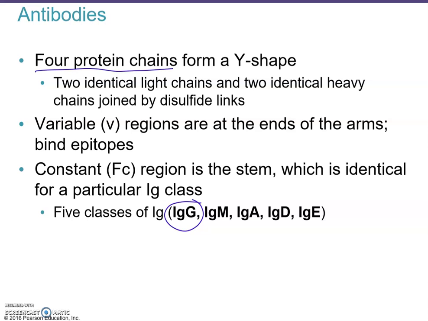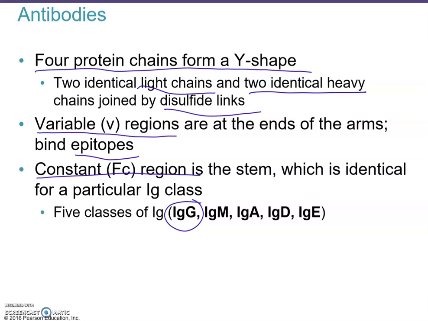You have 4 protein chains that form a letter Y-shaped molecule. You have 2 light chains and 2 heavy chains that are joined together by disulfide links. There is a variable region that is custom made against a specific antibody, and it will bind these epitopes. And then there's a constant region, the stem region, which is identical to a particular class of IgGs. So all human IgGs would have the same stem region, or all mouse IgGs, they would have the same type of structure in the stem region.